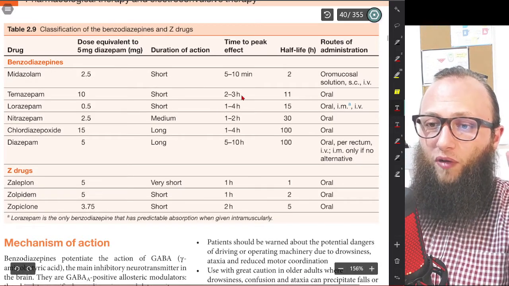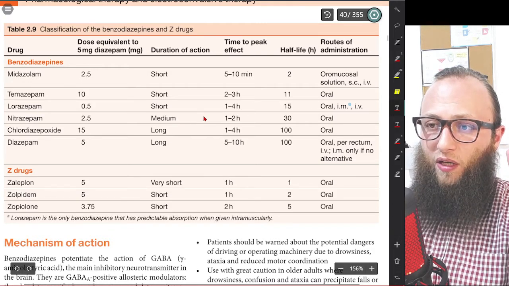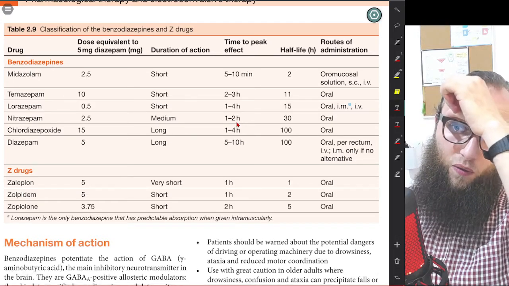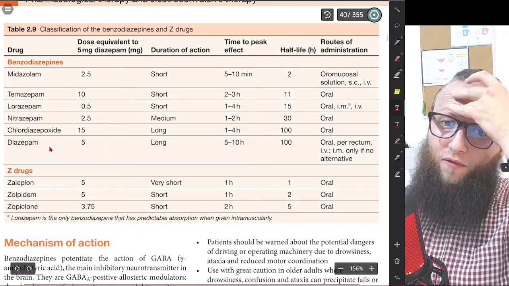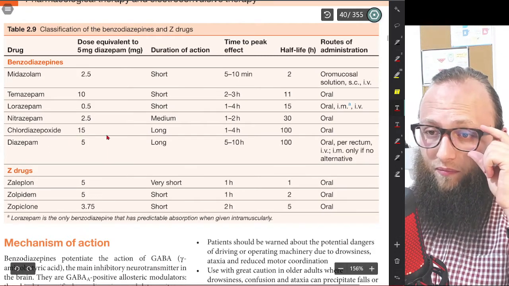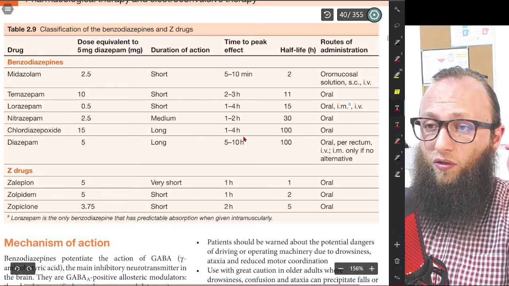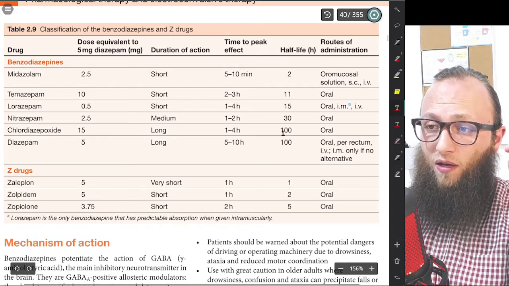Nitrazepam 2.5, it has medium duration of action. The time to peak effect is 1 to 2 hours and the half-life is 30 hours. It is given orally. We have chlordiazepoxide 15 mg, long duration of action. It takes 1 to 4 hours to reach the peak and 100 hours as half-life.